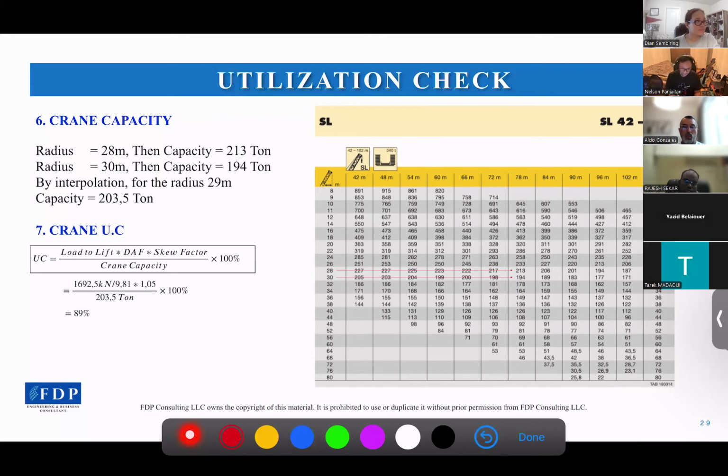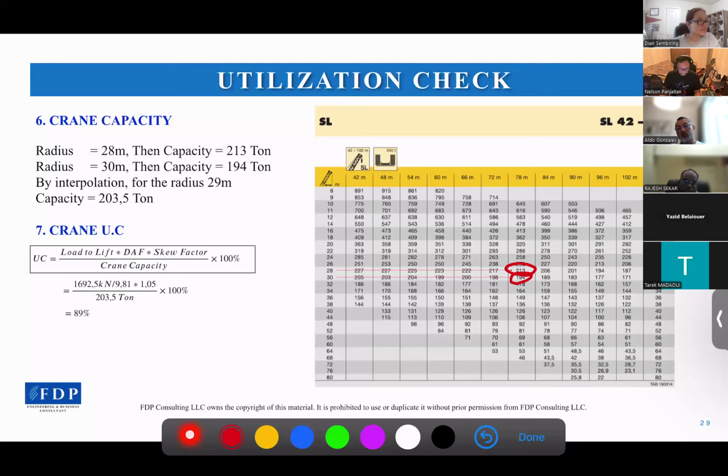For radius 28 meters, we got 213 tons capacity here. And for radius 30 meters, we get 194 tons capacity. And by interpolation, we get 203.5 tons capacity for 29 meter radius. And then we continue with the calculation of utilization.